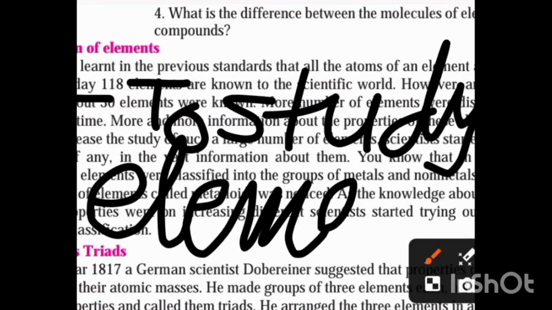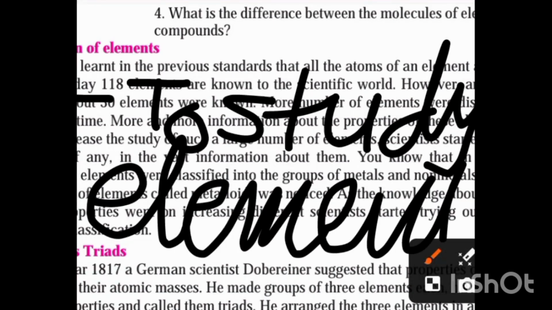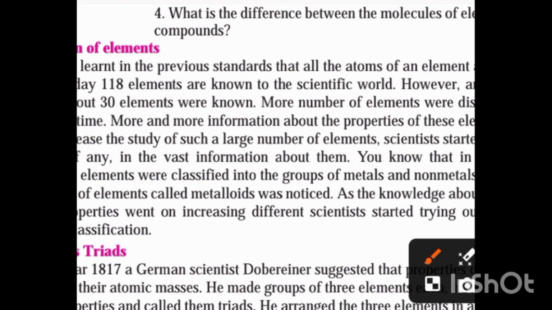People to study all the 180 elements at once. So the elements are classified like metal, non-metal, metalloid, their atomic masses, atomic number, the electronic configuration, everything. Okay, so this is about classification of elements.